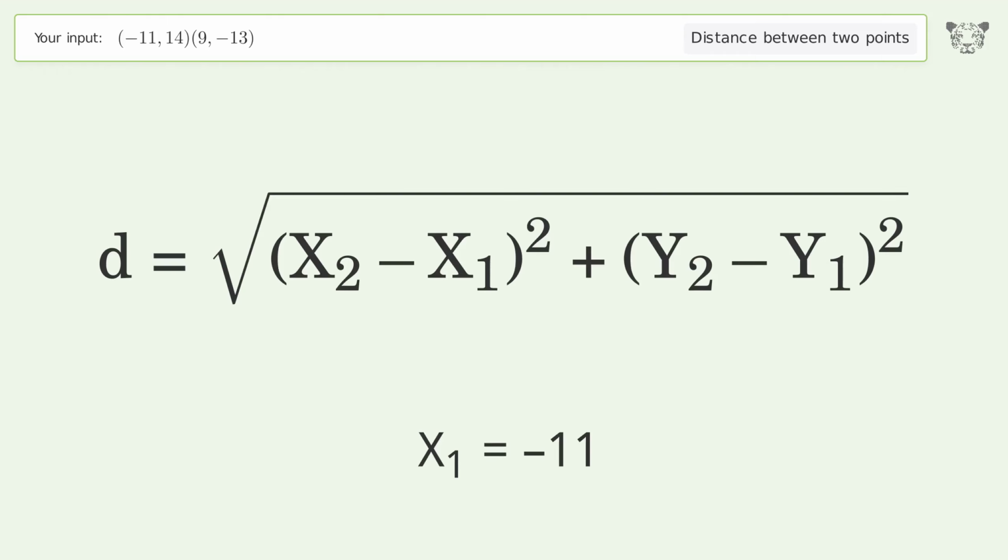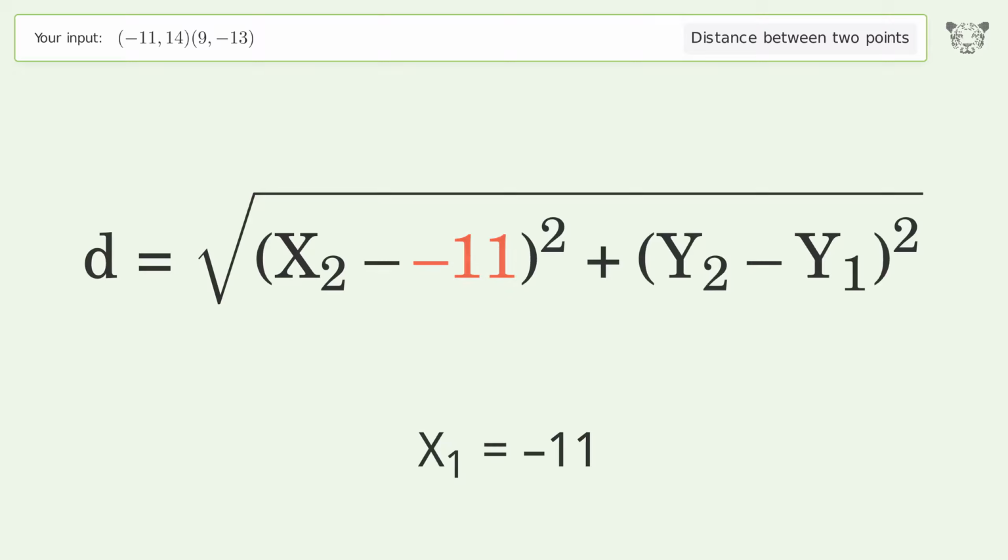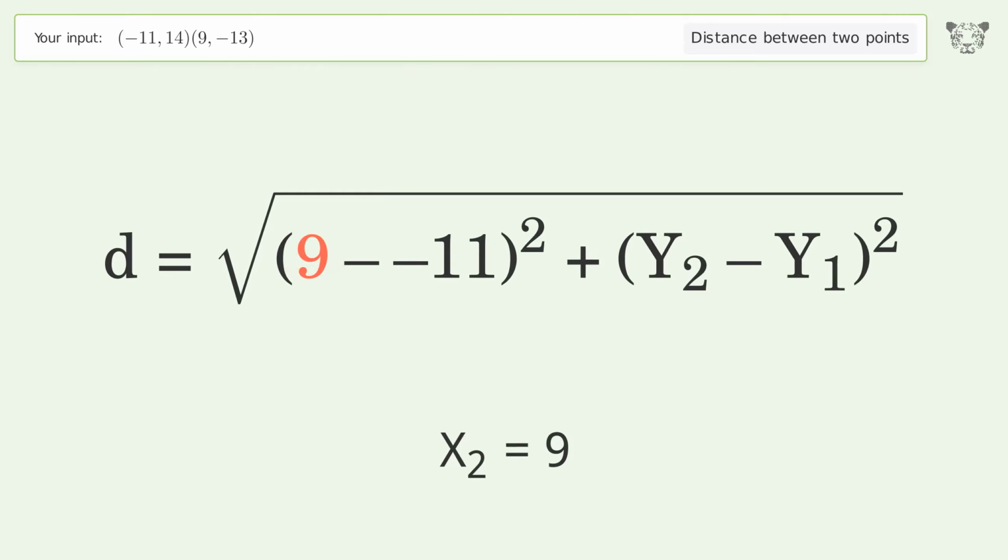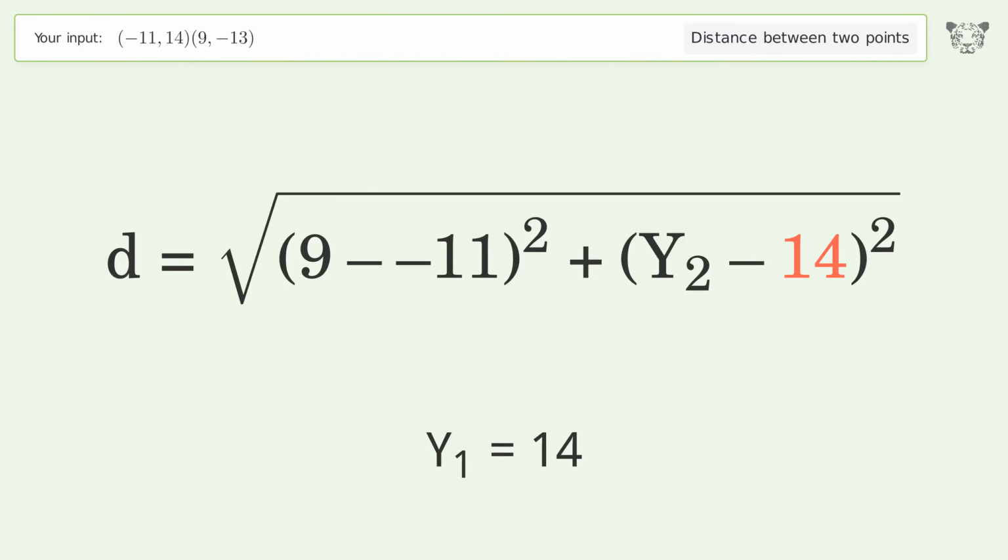x1 equals -11. x2 equals 9. y1 equals 14. y2 equals -13.